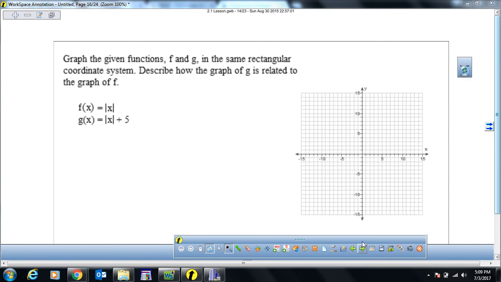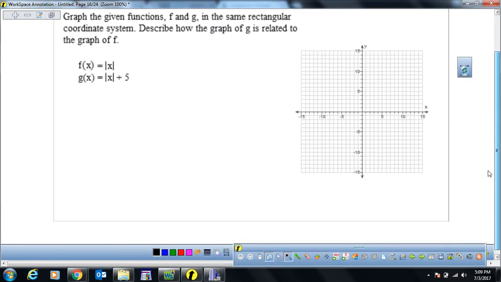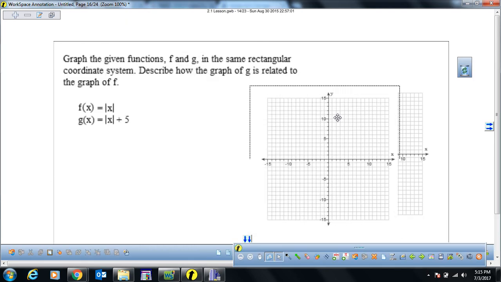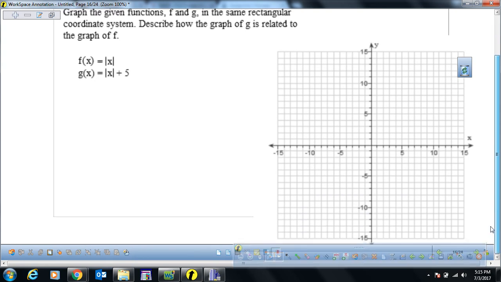Now, let's talk about the next one. We have: graph the given functions f and g in the same rectangular coordinate system. Describe how the graph of g is related to the graph of f. This one is called the absolute value function. You see, f of x is equal to the absolute value of x, and g of x equals the absolute value of x plus 5. So we're going to do the same thing in this problem.